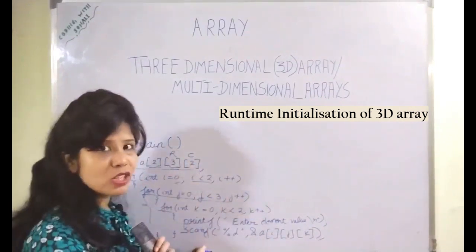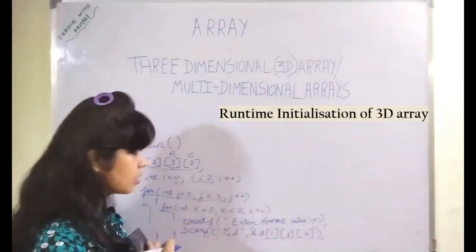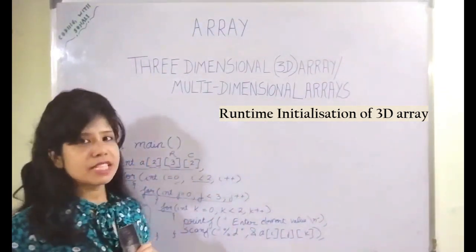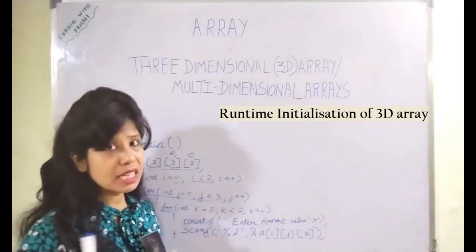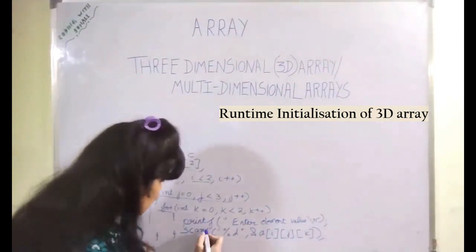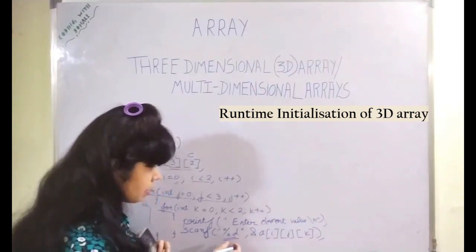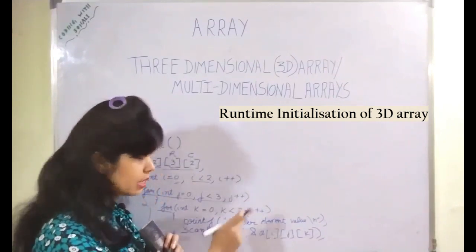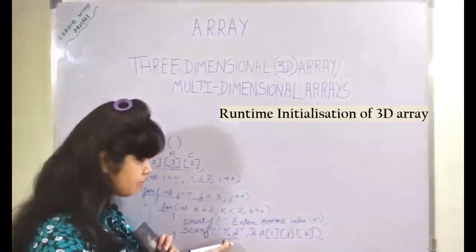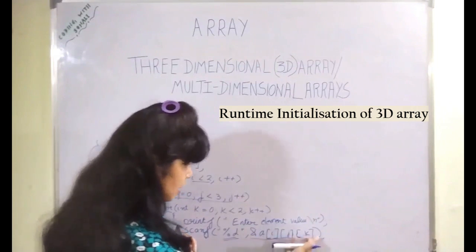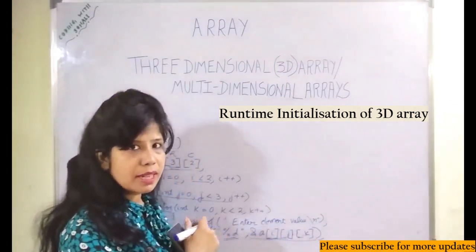We know that in C language, whenever we want to ask the user to give input on the console, we use the scanf function. If it's C++, we will use cin, and in C we use the scanf function. Inside the brackets we have to give the format specifier. Since the elements are integers, I'm giving the %d format specifier, and then I'm giving the address.